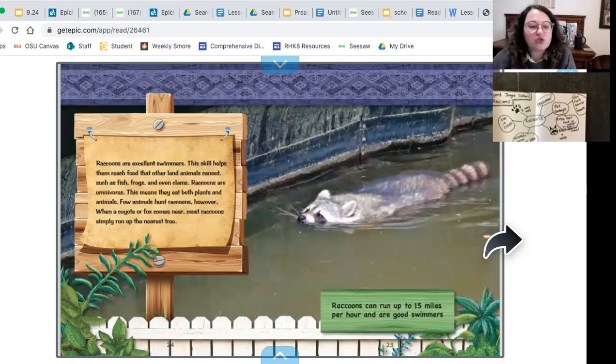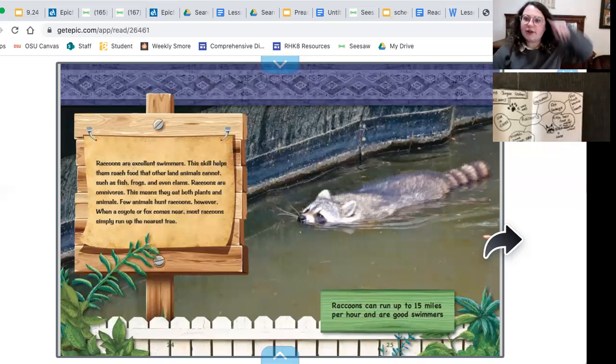Raccoons are excellent swimmers. This skill helps them reach food that other land animals cannot, such as fish, frogs, and even clams. Raccoons are omnivores. Remember that from our book yesterday? What does that mean? That means they eat both plants and animals. Few animals hunt raccoons, however. When a coyote or fox comes near, most raccoons simply run up the nearest tree. Raccoons can run up to 15 miles per hour and are good swimmers.